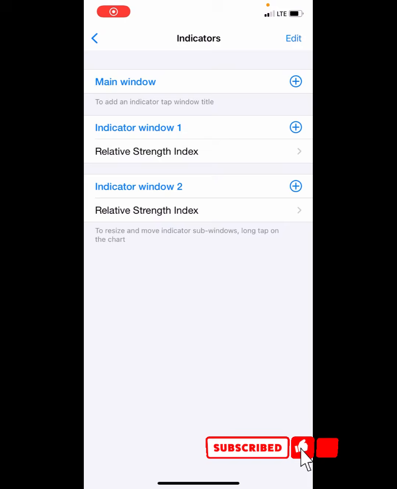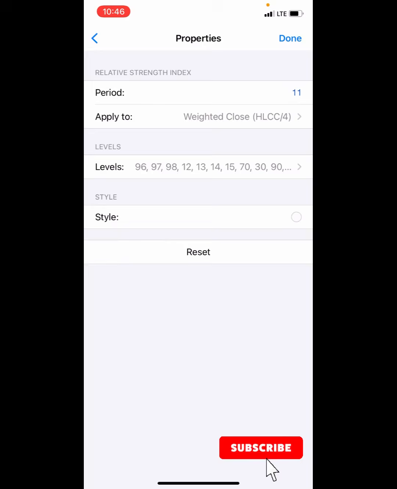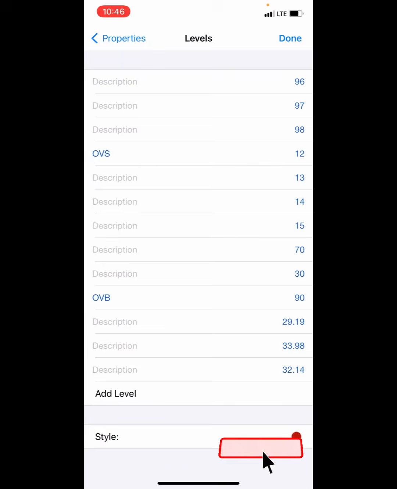Now for the settings, you have a relative strength index, you have period 11, apply to weighted close HLCC/4. Then under the levels, you have 96, 97, 98, you have 12, 13, 14, 15, you have 70, 30, and 90. Then you have 29.19, 33.98, and then you have 32.14. You can put whatever color you desire, okay?